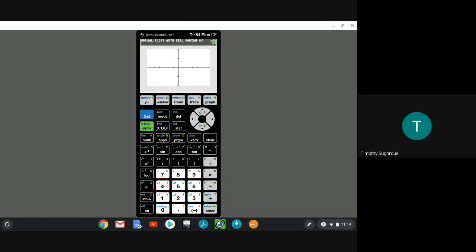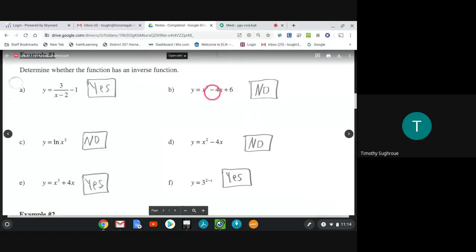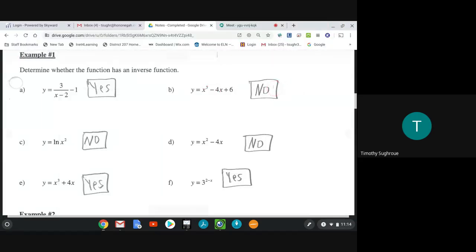Zoom 4, here it is. We see that this turns right here, and maybe a zoom 6 would be better, zoom standard. We see that we have two turning points. This does not pass the horizontal line test. Therefore, this does not have an inverse.